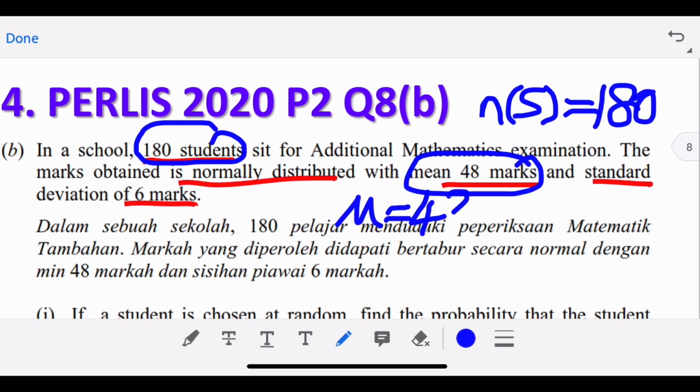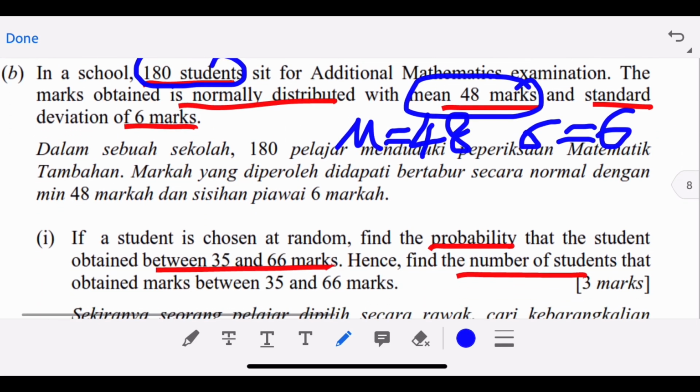So write down the mean. Mean is actually the data at the middle of the bell shape, and the mean will divide the bell shape into two equal balanced sides. And then standard deviation is 6 marks. Sometimes they will give you variance. If they give you variance, it will be 36, so you have to square root the variance to get your standard deviation.